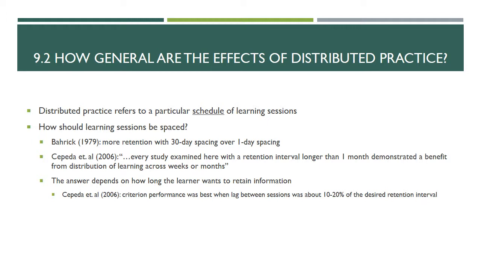Cepeda and colleagues did a study that yielded results about this. Criterion performance seemed to be best when the lag between sessions was about 10 to 20% of the desired retention interval. So, if someone wants to remember something for a week, learning episodes should be spaced 12 to 24 hours apart. If they want to remember something for 5 years, learning episodes should be spaced 6 to 12 months apart.